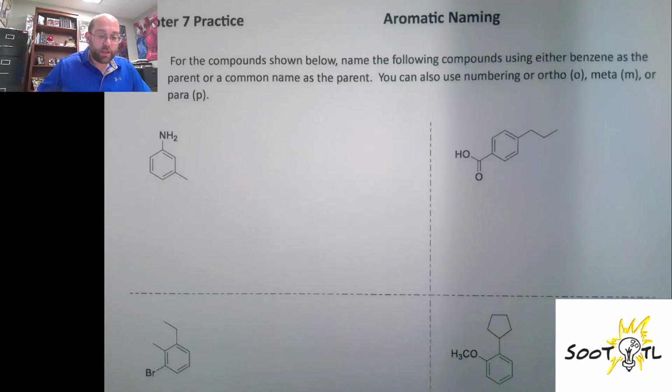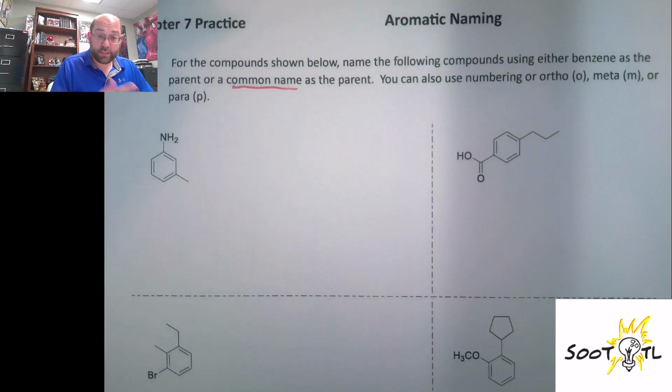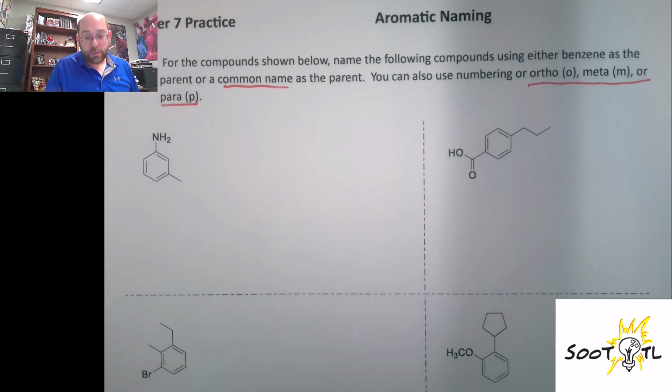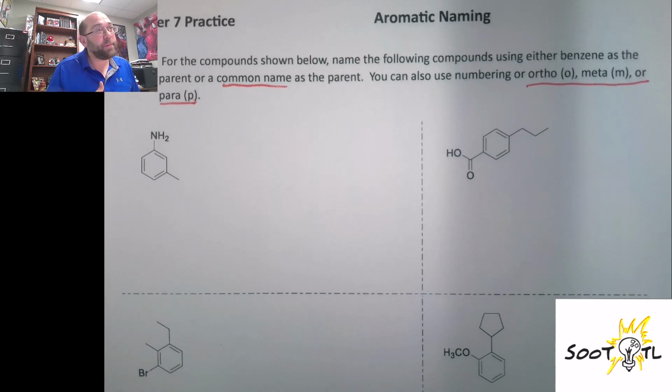Alright everybody, so this is going to be our practice for aromatic naming, looking at benzene and benzene derivatives. So we do have common names that we talked about. There were 6 of them. We'll see those in here. And so we're actually going to look at naming these, whether we use the parent as benzene or the parent as one of those 6 common names that we talked about. Also, we're going to look at using ortho, meta, para versus numbering for these. So some of these have only really 2 names that I would expect you to know, while one of these has 5. So let's look at our first one here.